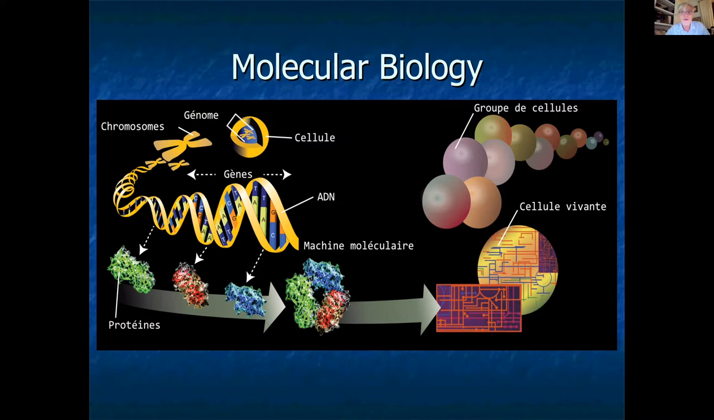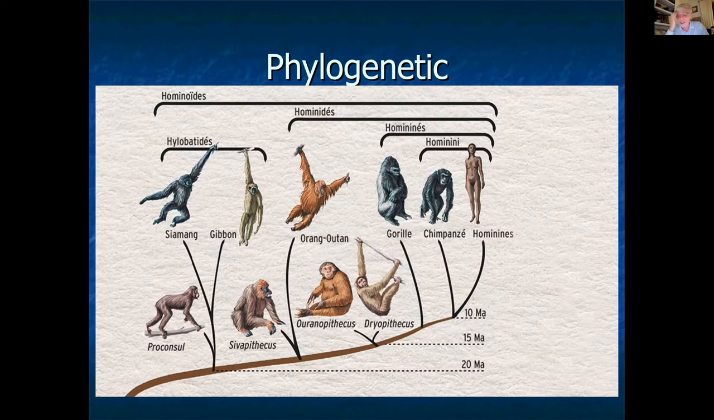So if we look at the phylogenetic, as I told you, it's the study of the living tree of organisms. Here I show you a living tree of the primates, where you have the human, and those three joined. For Homo sapiens, our nearest cousin, I could say, is the chimpanzee. I don't know the English word for chimp.